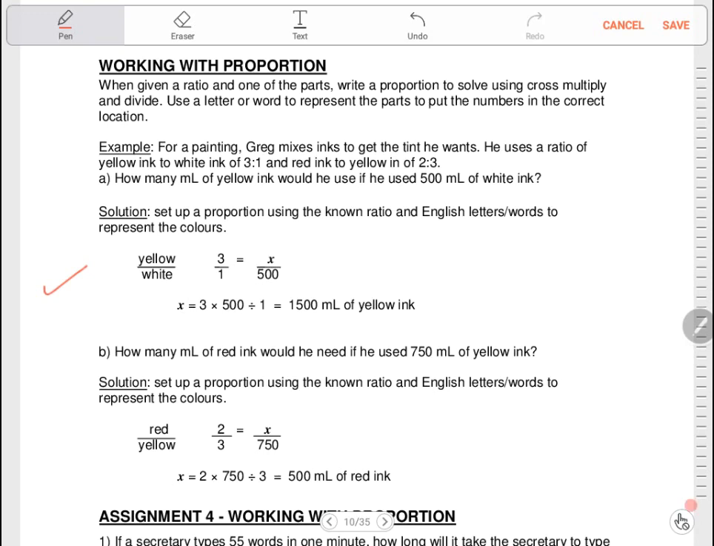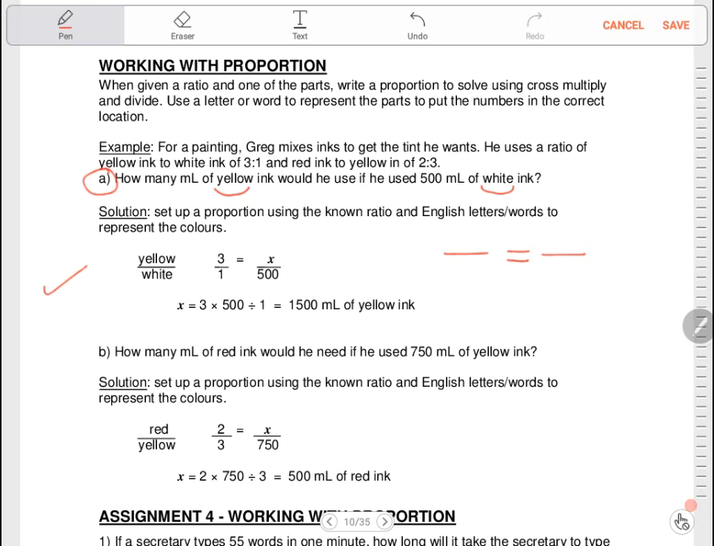So I'm going to come here. I'm going to go, okay, put my equal sign and my two fractions, and I have my know side and my want side. Now, in question A, which I'm reading right here, it says, how many milliliters of yellow ink, blah, blah, blah, would it use? Now, here's what you have to really be careful with. It says yellow ink and white ink. So those are your two colors.